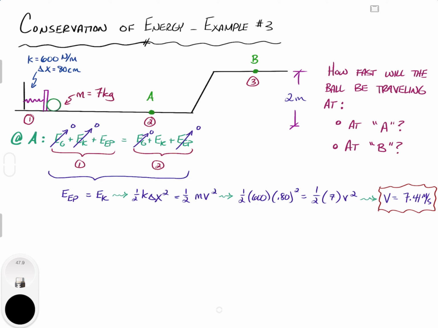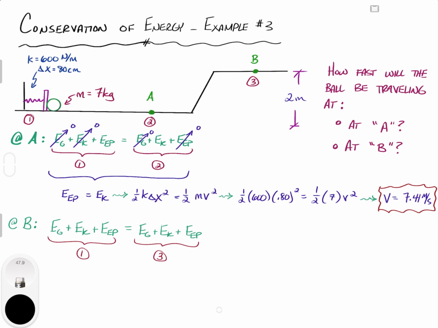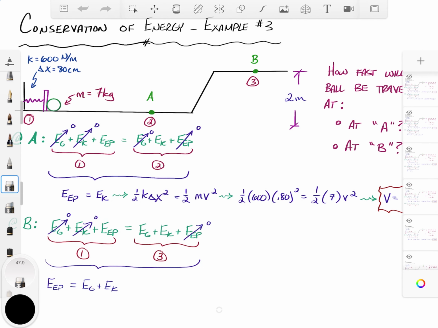In order to solve for the velocity at B, we're going to do a similar approach. At this point, I think for me, going from 1 to 3 is probably going to be easiest, but I could also go from 2 to 3. It doesn't matter. The energy is constant throughout. So just understand you could compare point 2 and point 3. I'm going to decide to compare point 1 and point 3. So I'm going to adjust those equations accordingly.